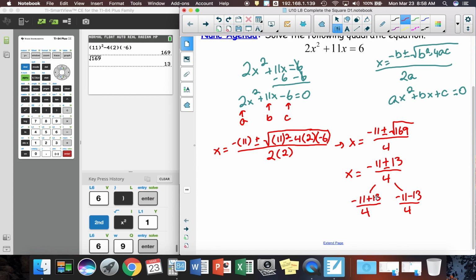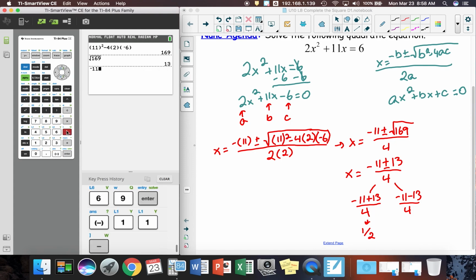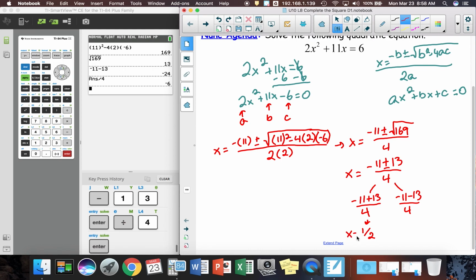Negative 11 plus 13 is 2. 2 divided by 4 is just 2 over 4, which simplifies down to 1/2. And negative 11 minus 13. Now, I'm not too good with negative numbers, so I'm going to type it in just to be sure. So I have negative 11 minus 13, and we get negative 24. Then we're going to divide that by 4, and we get negative 6. So we have x equals 1/2 and x equals negative 6. And these are my two answers.